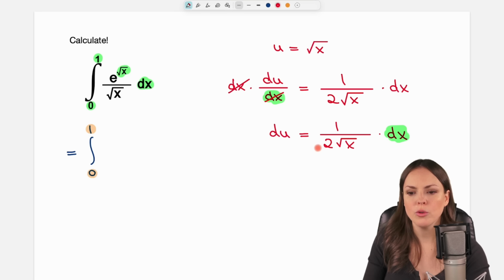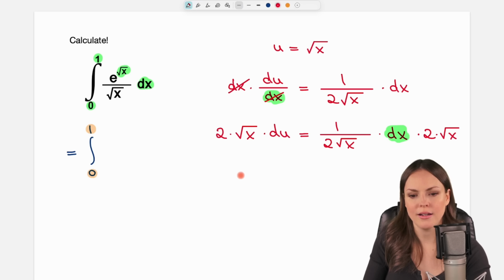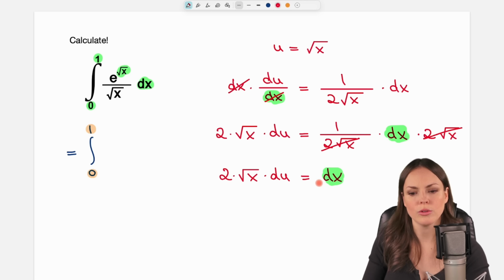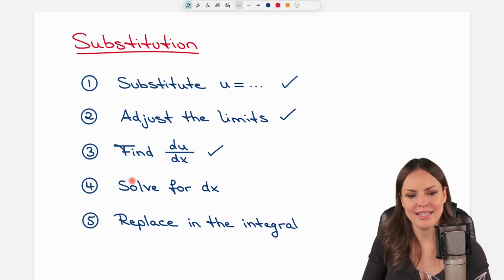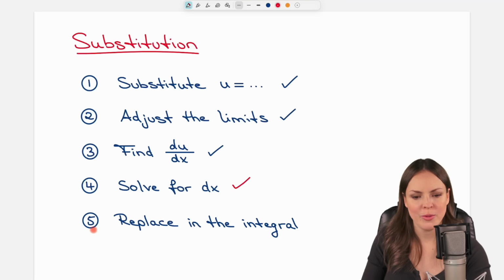We can multiply by this denominator, so times 2 times the square root of x on both sides of the equation, so that on the left side we have this expression here, and on the other side this cancels out and only dx is left. And this was what we were supposed to do to solve for dx in this 4th step. And we take a look at the last step.